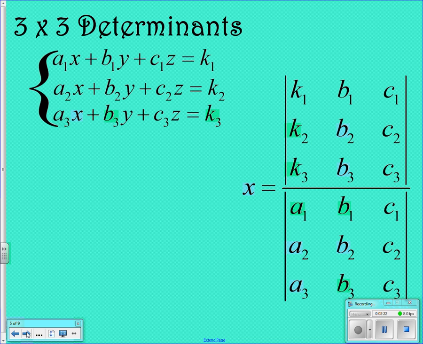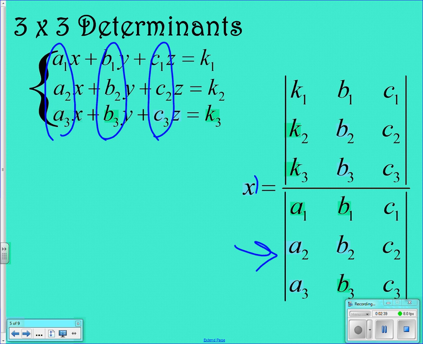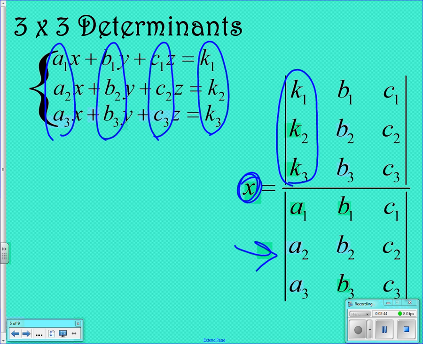Remember that your denominator is all of the coefficients of your x, y, and z's. So that's where the a1s and the b's and the c's all go down here. And then if we are solving for x, instead of our a values, we put our k values, and the b and the c's stay in the same spot.